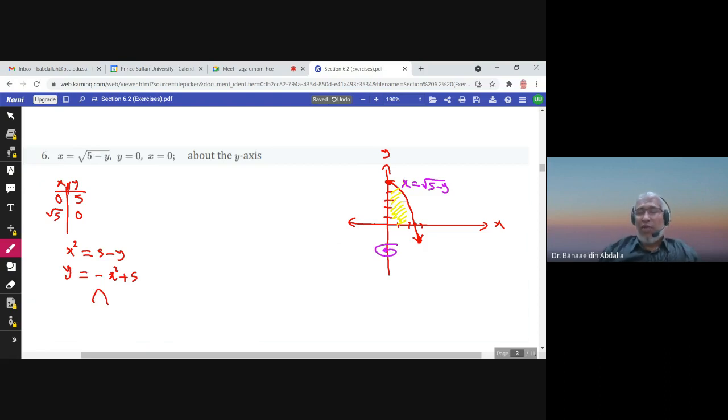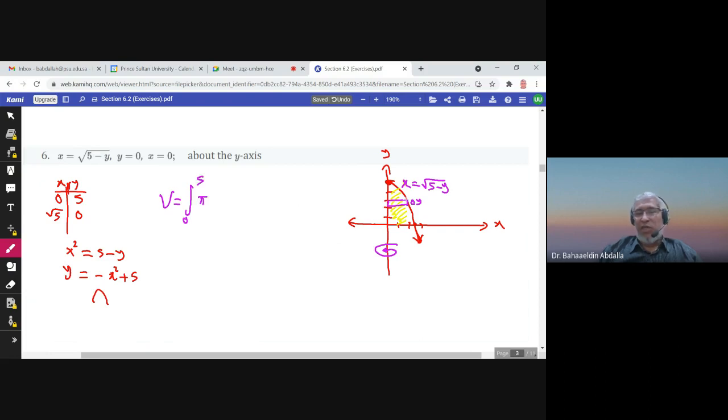When we rotate about the y-axis, we will get a solid, and this is the rectangle. The width is delta y. The rectangle should be perpendicular to the axis of rotation as usual. So the volume would be integral of something dy. So y from where to where? From 0 to 5.